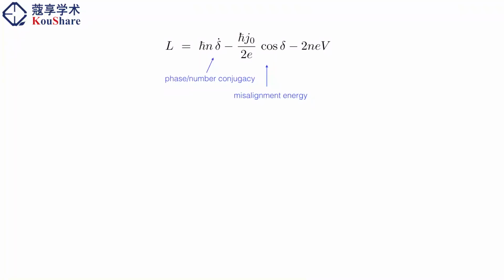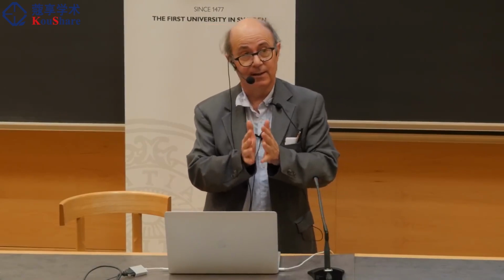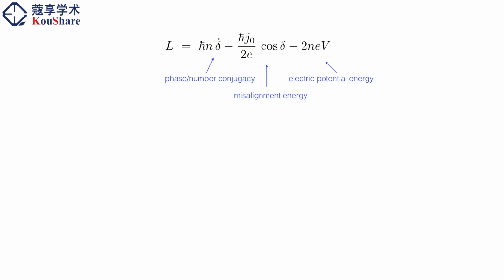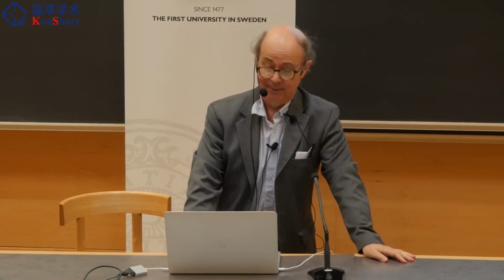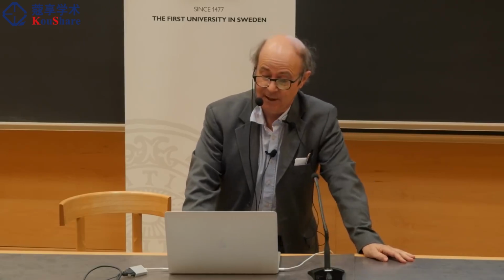Then there's the energy coupling, where the energy is minimized when the phases are equal, but the two things are weakly coupled so that they can vary independently with a finite cost in energy. And then finally, when pairs move across the barrier, if there's a potential difference between the two sides, there's this electric potential energy. So all the rich phenomena of the Josephson effect follow from this very simple Lagrangian.